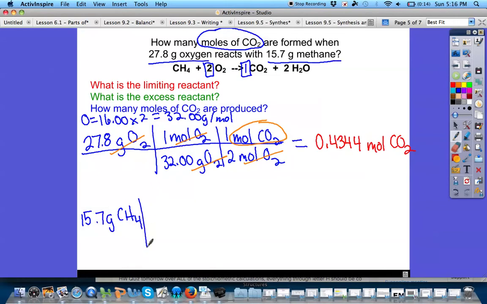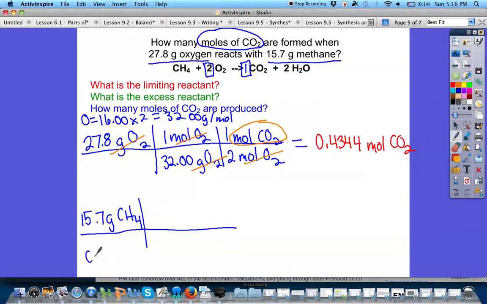Then if we take a look at our second calculation here, we're going to need to determine the molar mass of CH4. So carbon is 12.01 times 1. Hydrogen, we have 1.01 times 4. When we add these together, we should get 16.05 grams per mole.